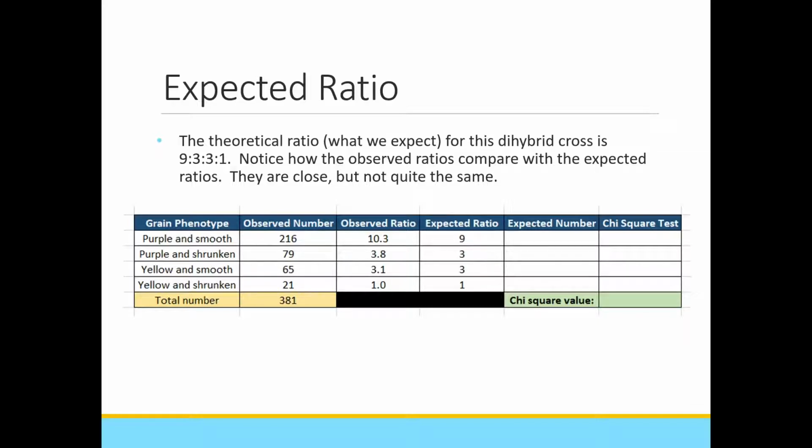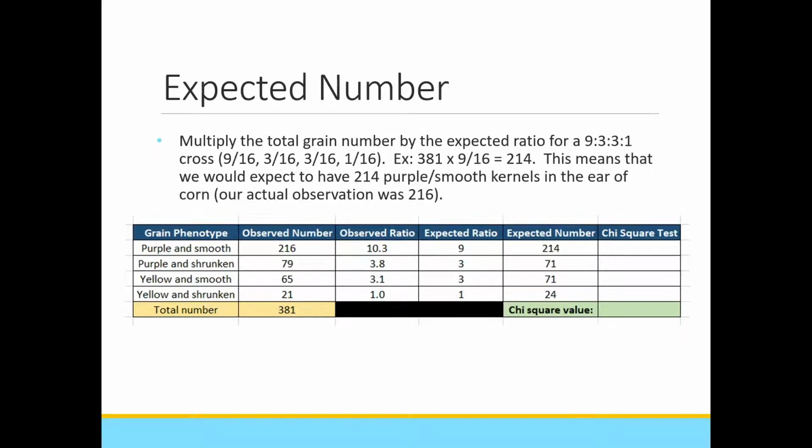So take a look at how the observed ratio compares with the expected ratio. They are somewhat close. They're not exactly the same, but they are within the ballpark. So we might not be too far off, or at least our observations of this ear of corn might match pretty closely with what the expected ratio is. To determine the expected number, we need to multiply the total grain number by the expected ratio for this cross.